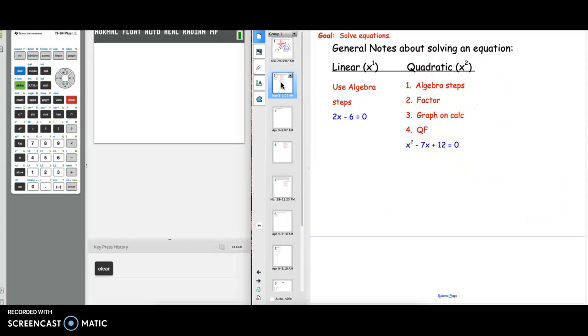All right, so general notes about solving. Remember the fundamental theorem of algebra says that the exponent is going to give us how many solutions there could be. So we're going to get 2 solutions for a quadratic, 1 for linear, and we have more options for solving if we have a quadratic. We could do algebra steps, we can factor, graph on a calculator, or use the quadratic formula. Quadratic formula works all the time, whether it's real or imaginary, which is kind of nice, so that's a good one to know.